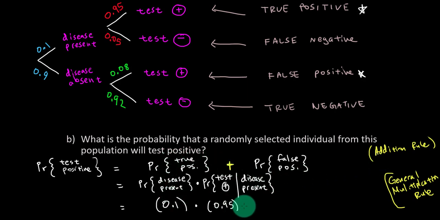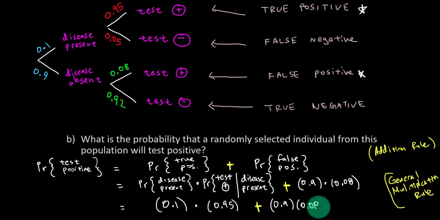Okay, so that was the true positive probability. We still need to add on the false positive probability. I will spare you the notation here. Hopefully you can see what it is. The false positive probability, well, we see where we have to go on this tree. First, the disease must be absent, 0.9, times, then the test must come back positive given the disease being absent. So that would be multiplication by 0.08.